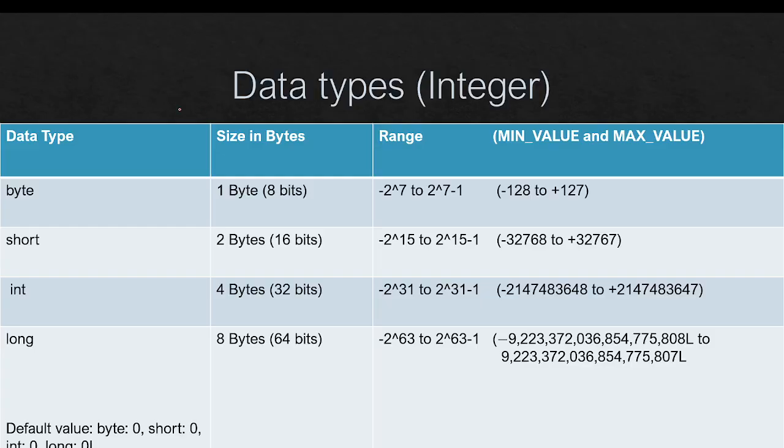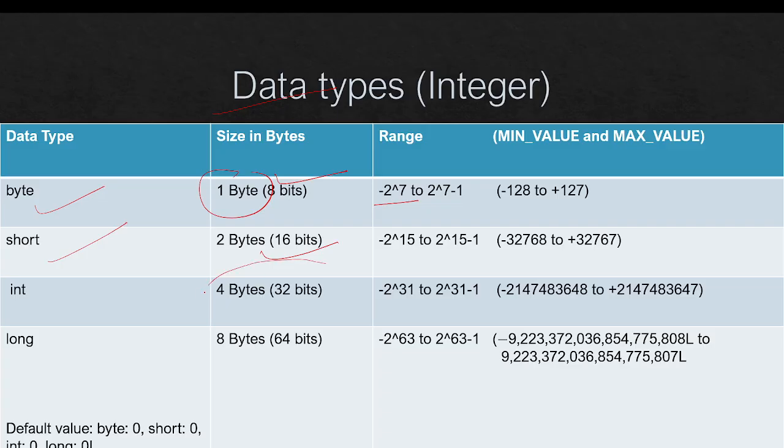Now we are learning the integer data types. Data type byte: byte is of 1 byte, that is 8 bits. Its range is minus 128 to plus 127, or we can say minus 2 to the power 7 to 2 to the power 7 minus 1. Short is of 2 bytes, 16 bits. Its range is minus 32768 to plus 32767.